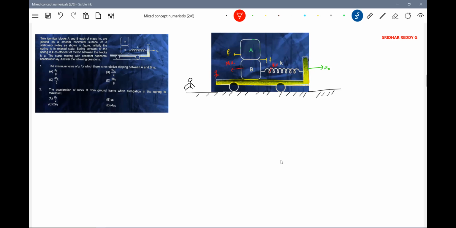Then no slipping occurs means what is the basic necessary condition here? No slipping should occur. So he's asking the minimum value of mu for which there is no relative slipping between A and B. Who will accelerate? Who will, in the trolley frame? There's a condition. In the trolley frame, in the ground frame, who will move, the block B, who will move, the block A?